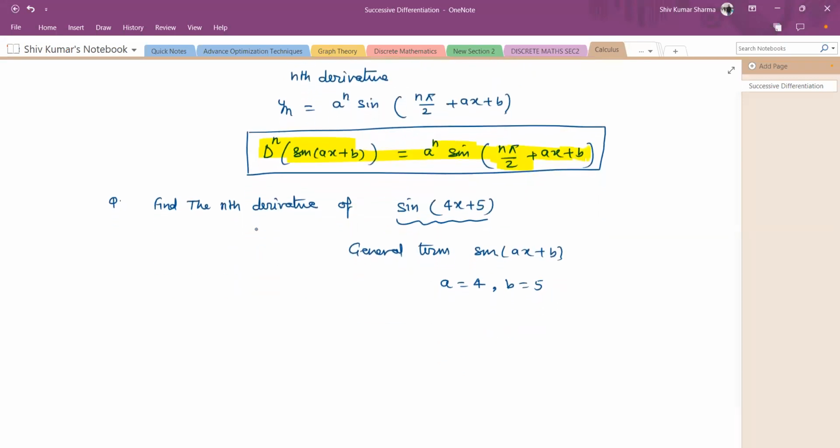So we write the nth derivative, d^n, directly using the formula. The nth derivative of sin(4x+5) is equal to 4 raised to the power n into sin(n pi/2 + 4x + 5). So this is our answer. So thank you.